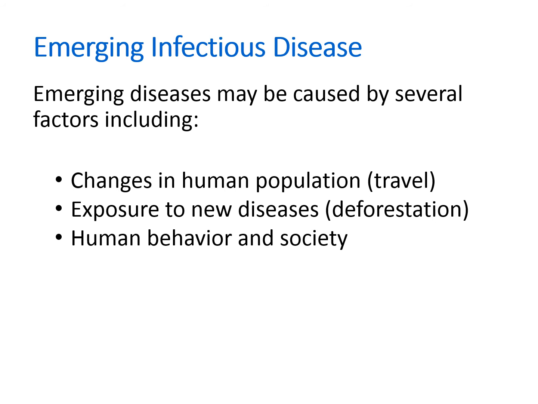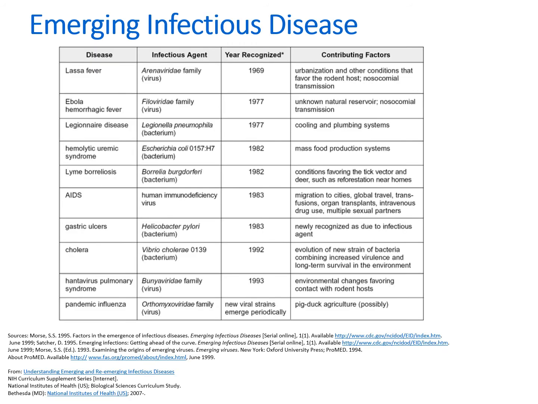And then human behavior and society, how we travel and spend time with so many different people can also facilitate the transmission of new diseases. This is a slide that basically gives you some examples of what were considered emerging infectious diseases back in about 1995. So it's kind of an old slide, but some of the diseases that are on this slide would still be considered emerging.